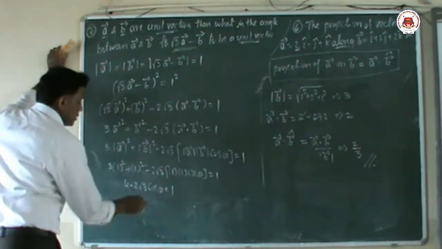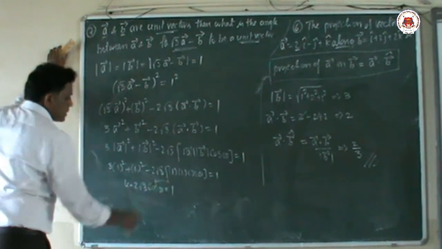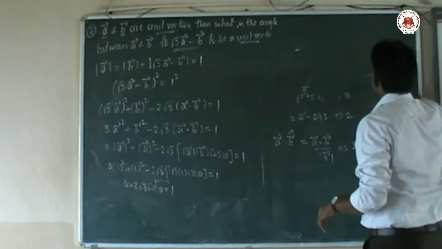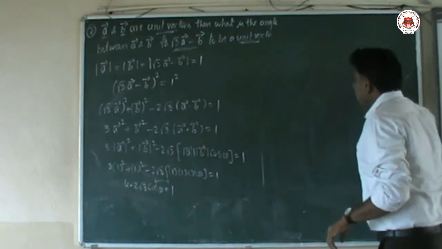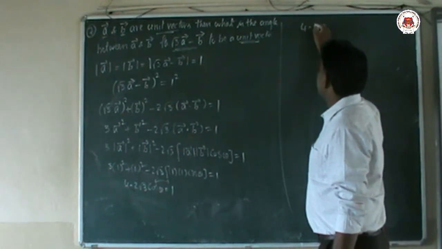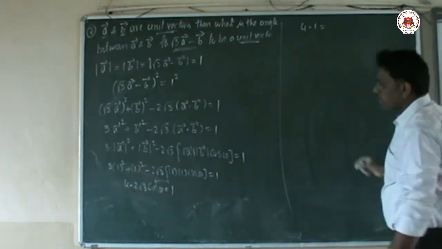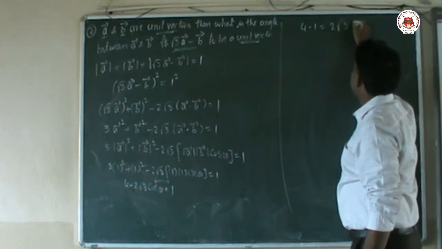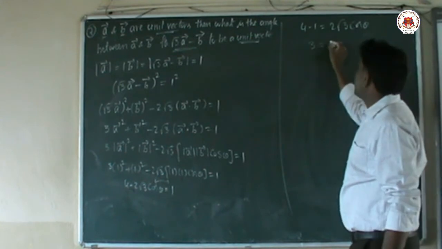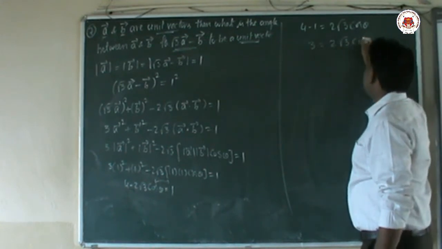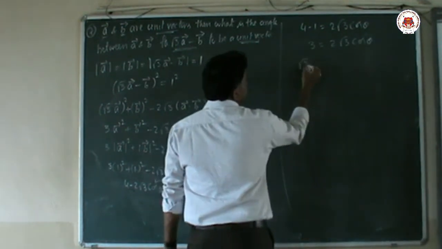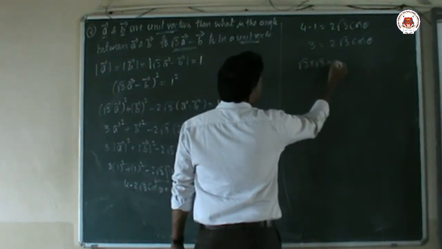I want the cos theta value, so just interchanging both the terms, because we are finding cos theta. If we interchange the two values, then 4 minus 1 equals 2 root 3 cos theta. So children, 4 minus 1 is nothing but 3. 3 equals 2 root 3 cos theta. This 3 we can also write as root 3 into root 3, because root 3 into root 3 is nothing but 3 only.